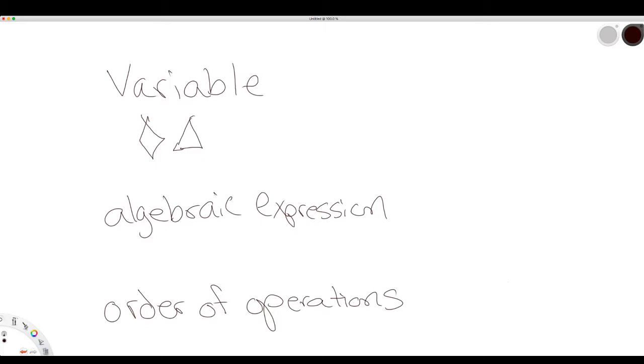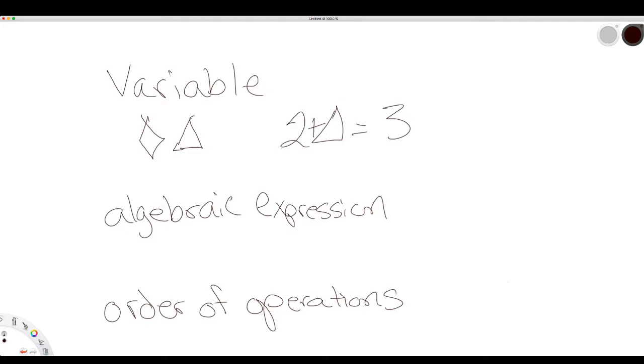But you may have seen something like this in elementary school where you were told 2 plus the triangle, there we go, 2 plus the triangle equals, let's say, 3. And then you had to figure out what the triangle equaled in order to make it 3. And so that's basically the concept of a variable. A variable is something that we use to represent something that we don't know. So in this example, we used a triangle.